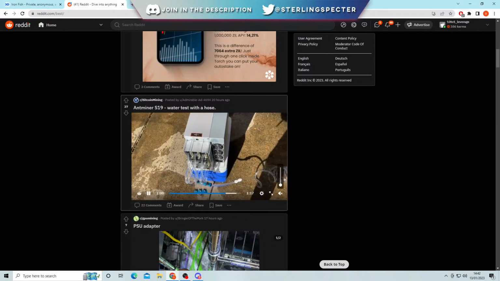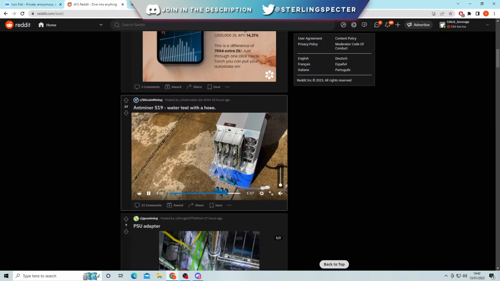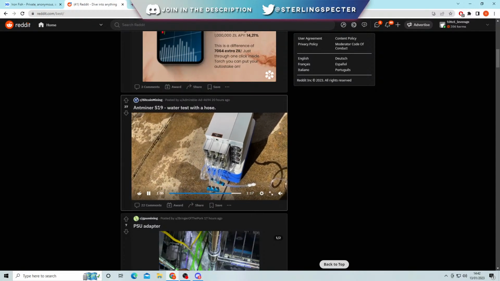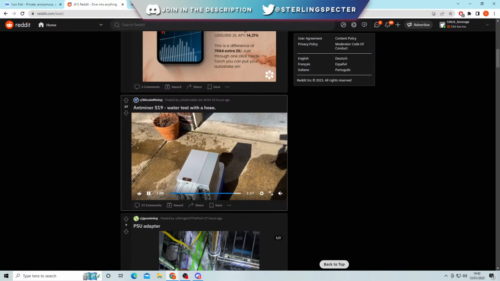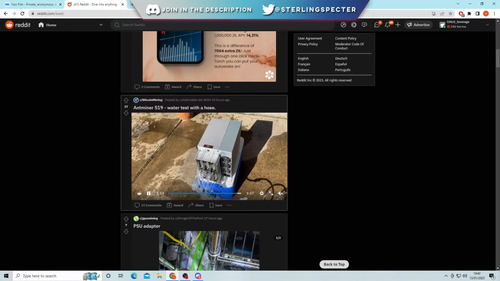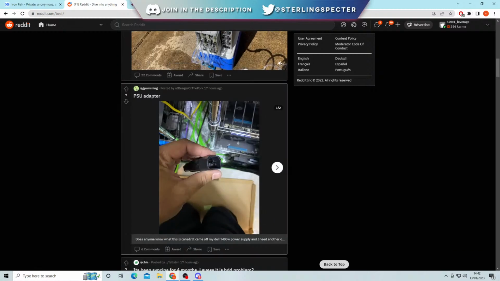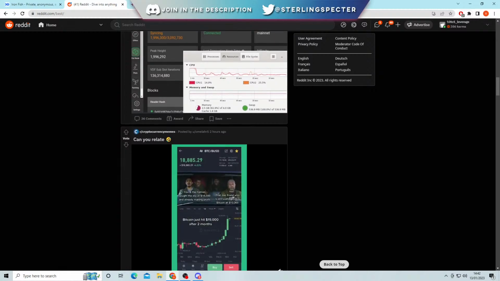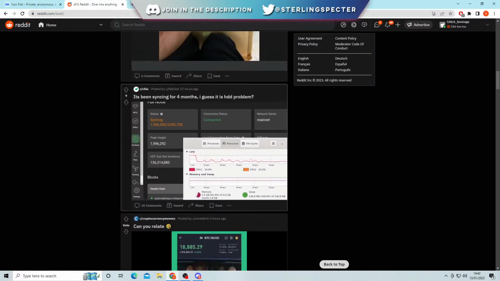So are they actually running that right now? I'm not sure. I don't want to put the volume up because it's going to blast it through onto the stream. Let's have a look. That's pretty cool. PSU adapter. I don't really know what that's on about. It's been syncing for 4 months. I guess it's a HDD problem.